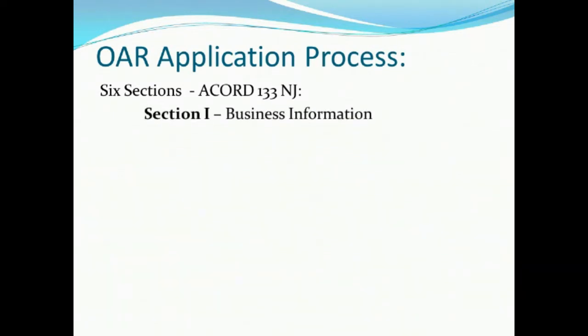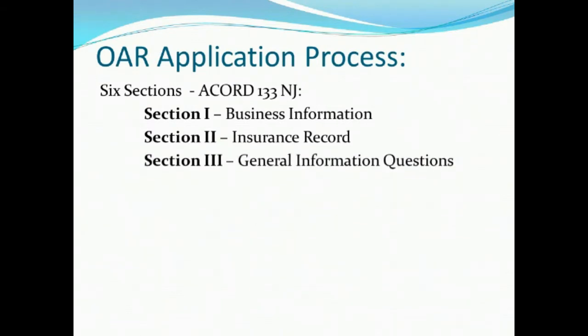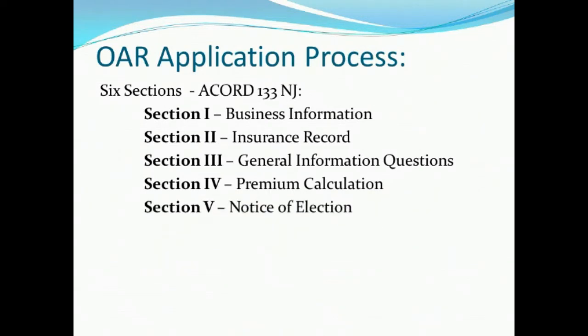Section 1 addresses business information. Section 2 addresses the insurance history of the employer. Section 3 are general information questions related to the operation of the employer. Section 4 is the premium calculation page. Section 5 addresses the notice of election for officers of the employer. Section 6 are the broker's statements and agreements with respect to the information being submitted.